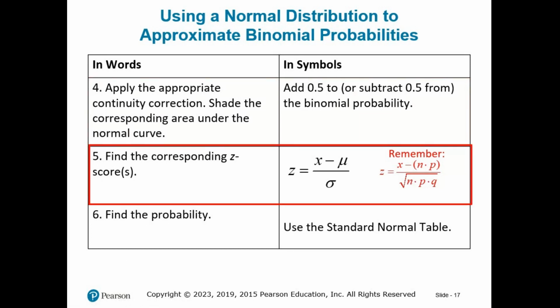Next, you will find the corresponding z-score. And remember, because the formulas for mean and standard deviation are different for this situation, you need to use them correctly because of the context. Be careful when you're plugging in that you're not blindly plugging in numbers. Finally, you find the probability using the standard normal table or using your calculator. Let's look at a few examples.